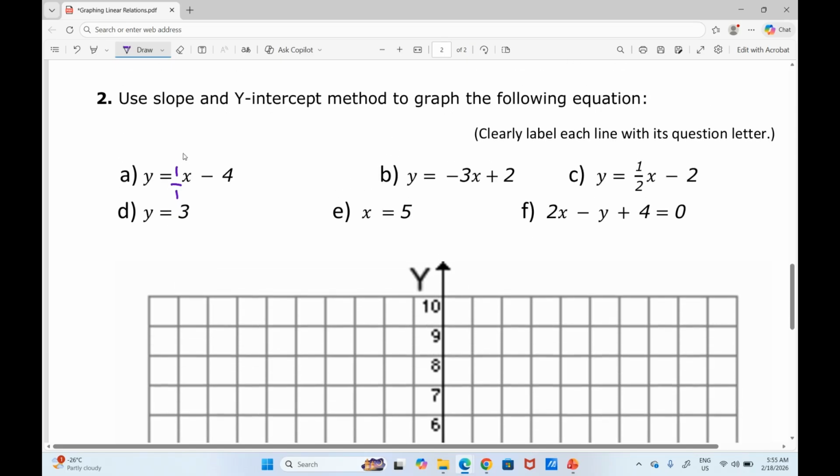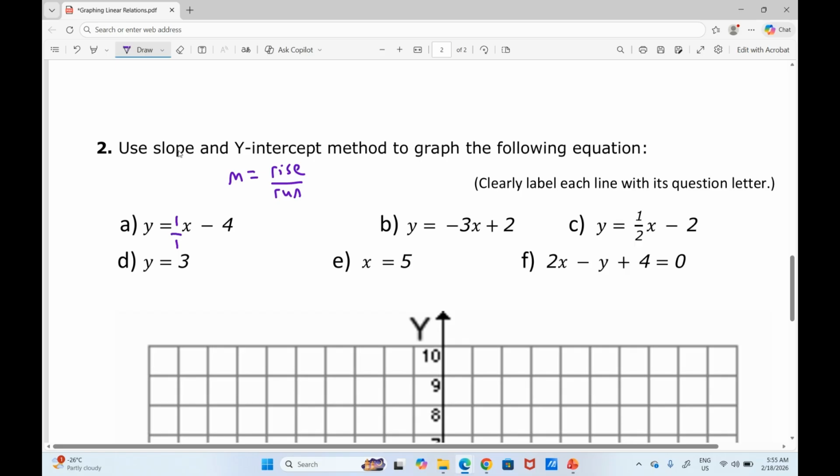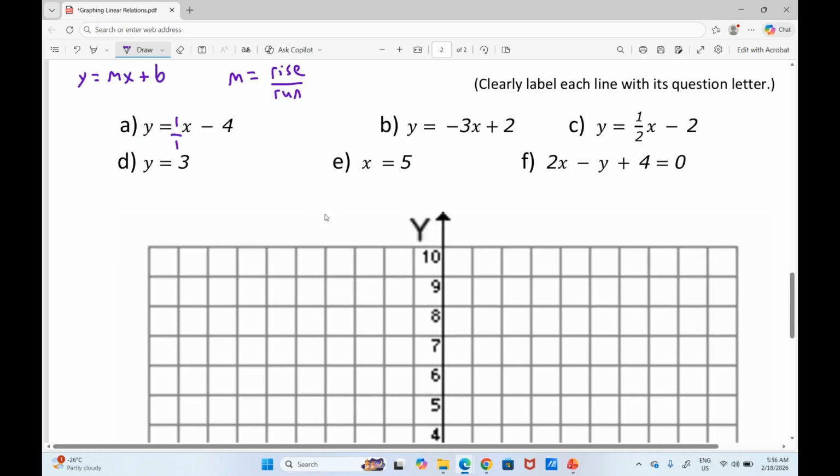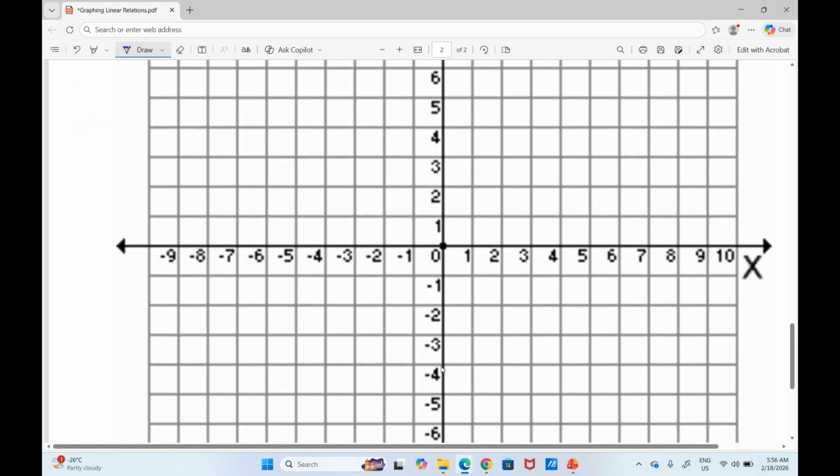That means my rise over run, remember, m is your rise over run, and the m comes from y equals mx plus b. And b is your y-intercept. So in this case, I'm going to rise by 1, go across by 1, and I'm starting at -4. So at -4, I'm starting here.